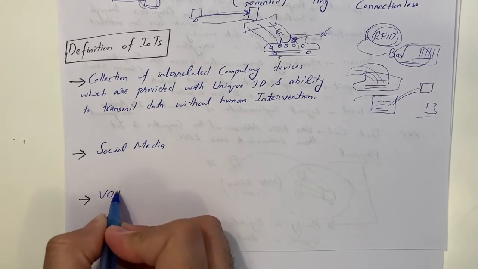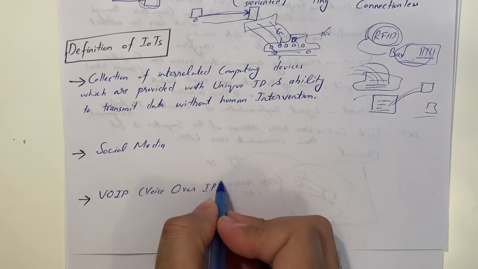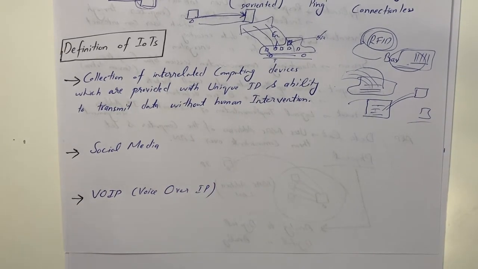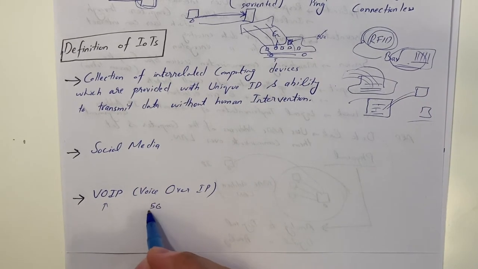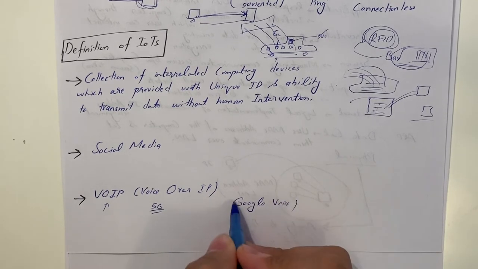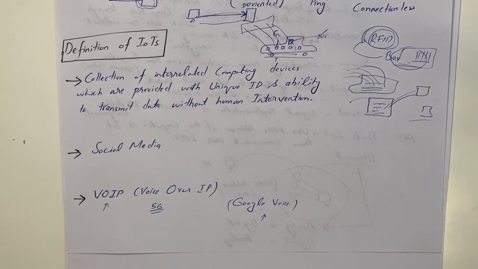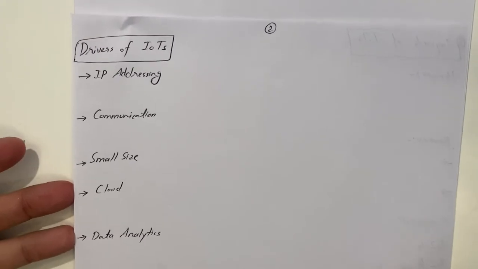Other than that, voice over IP has started replacing traditional telephony a lot, like WhatsApp, Viber, all these applications, especially with 5G. Some folks might have heard of Google Voice. You don't have to purchase a SIM, nothing like that, and you can directly get a number through Google Voice, which is purely based on VoIP. So all these applications besides IoT also have a lot of impact in our lives.